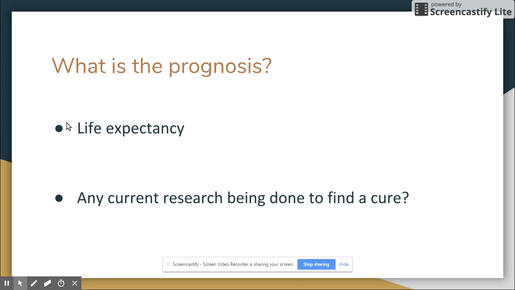Is there any current research being done to find the cure? Currently, there's no research being done because of the spontaneous mutation, and it wouldn't be easy to track down when the mutation would happen.